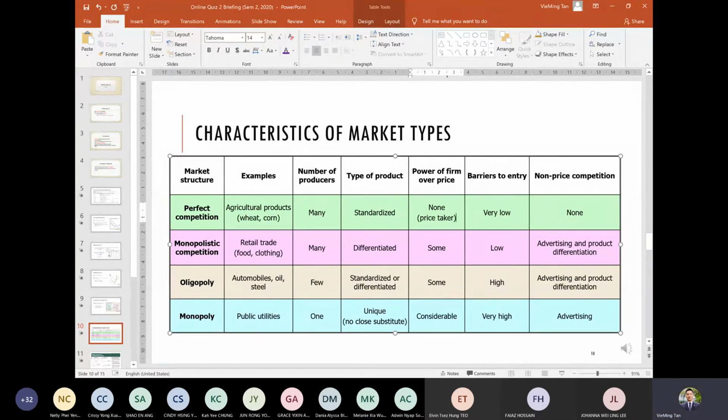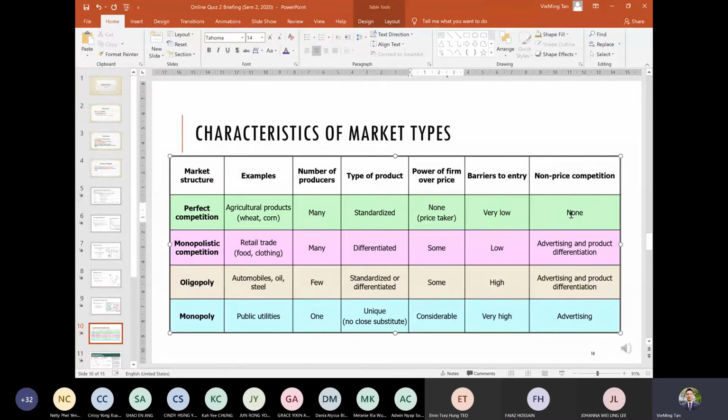Then how about the barriers to entry? Is it easy for a new firm to enter the market? The answer is yes. Why? Because the barriers to entry are low. You don't really require high technology or huge capital to invest in the perfect competition market. As a result, there are very low barriers to entry into the perfect competition market. Okay.